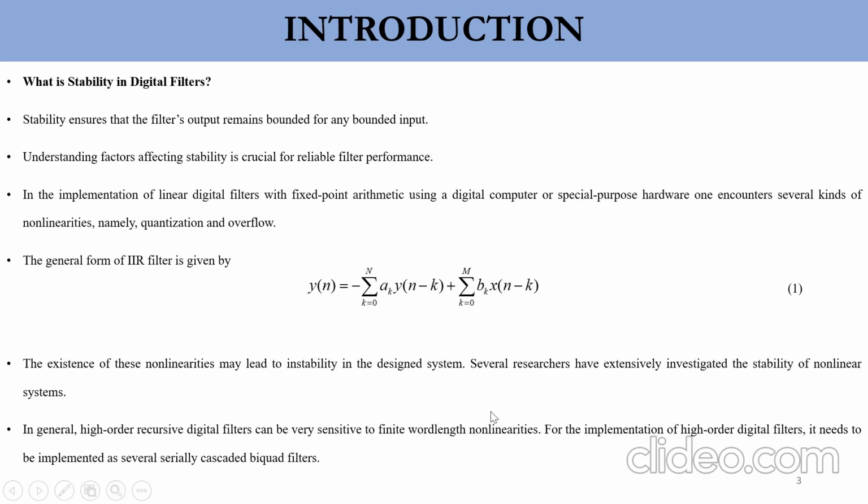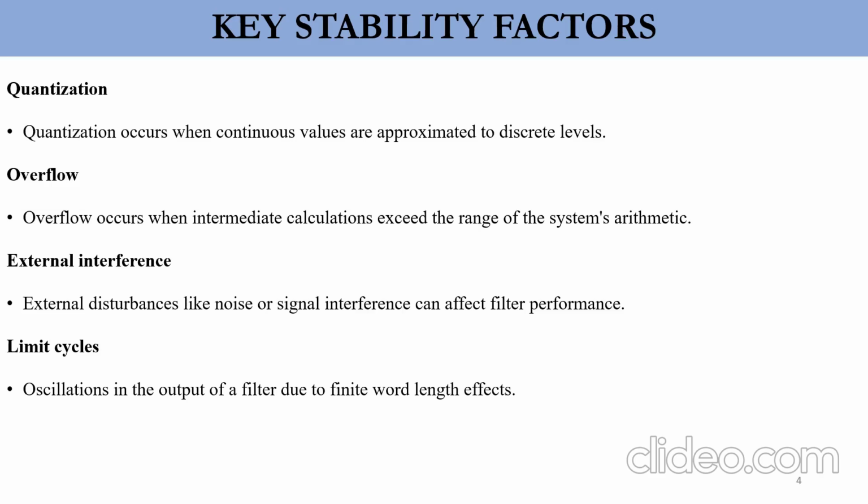Several researchers have worked on how to tackle the stability issues in the IIR filter. There are three factors which affect the stability. The first one is nonlinearities. The second one is external interference. The third one is limit cycle. We'll see each of these factors in detail. First, when speaking about nonlinearities, there are two: one is quantization, the other one is overflow.